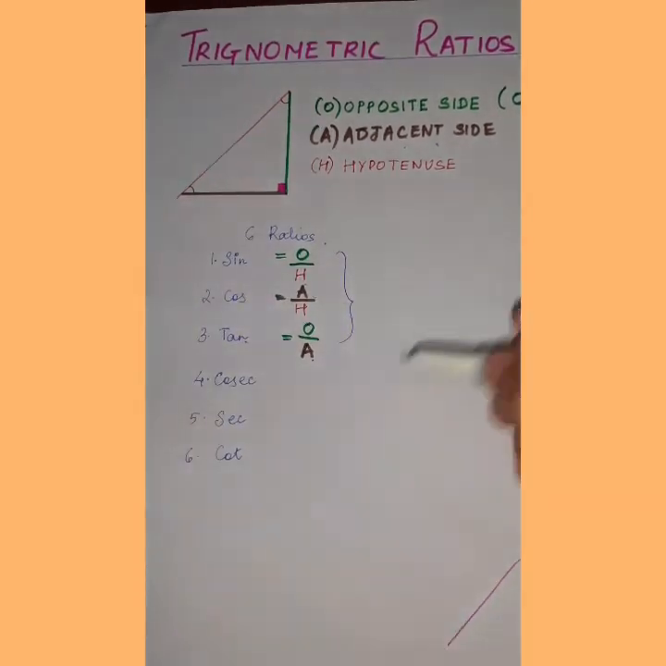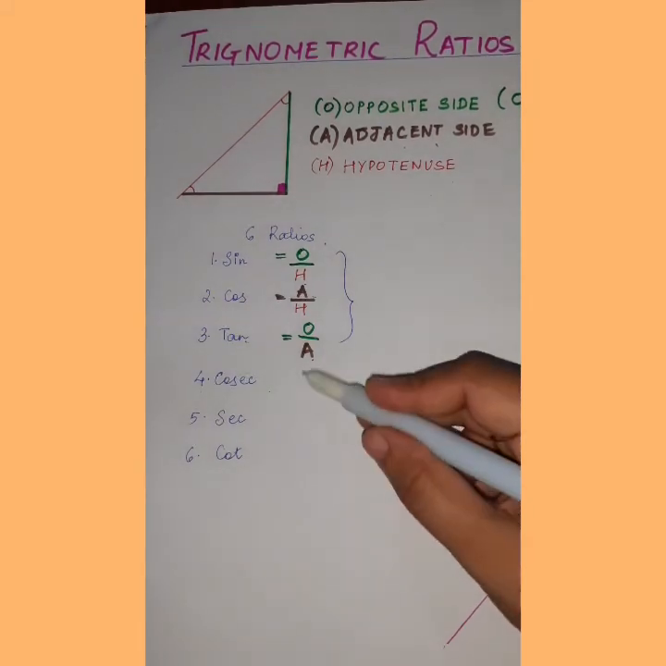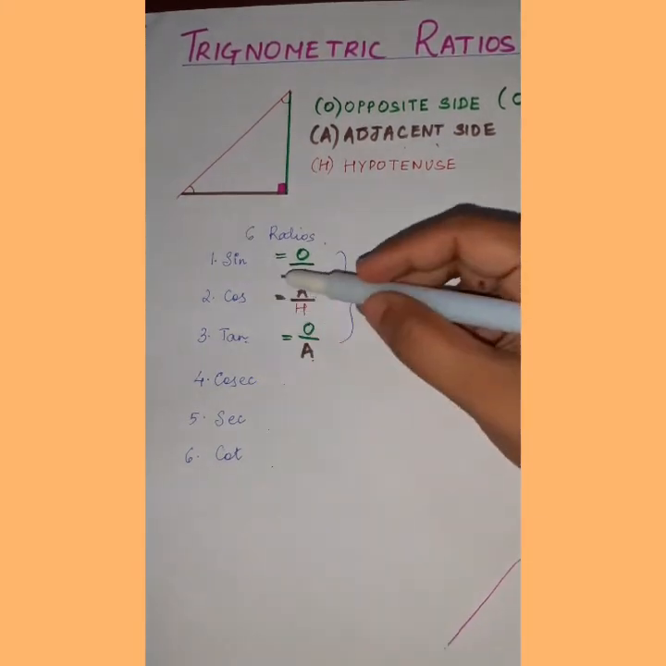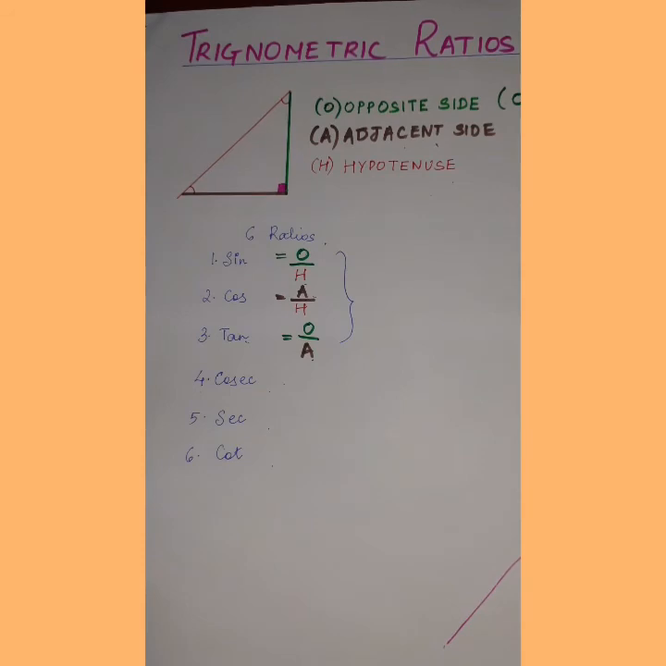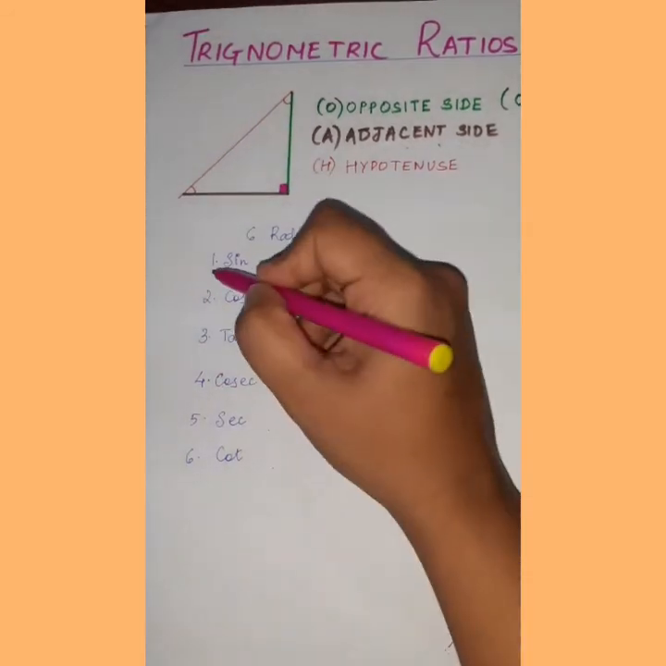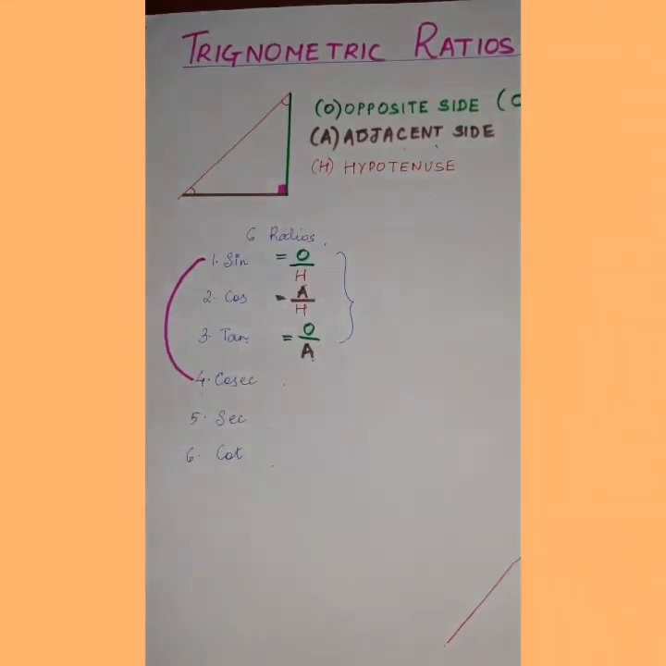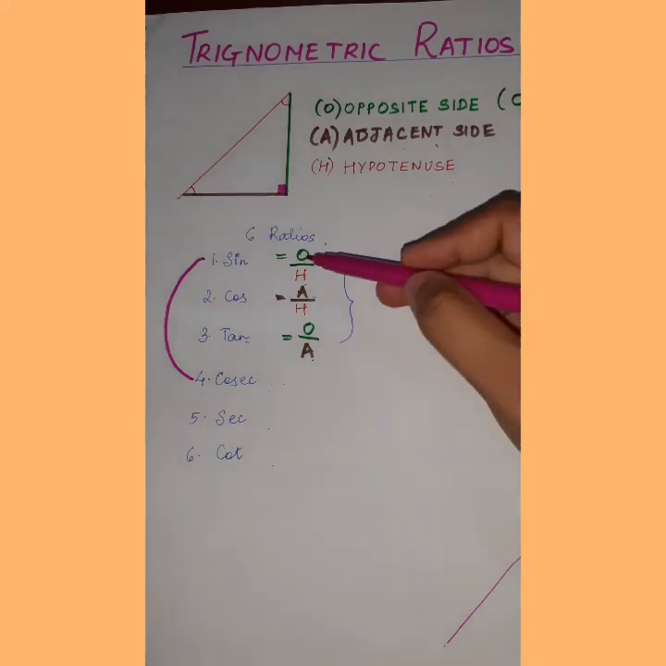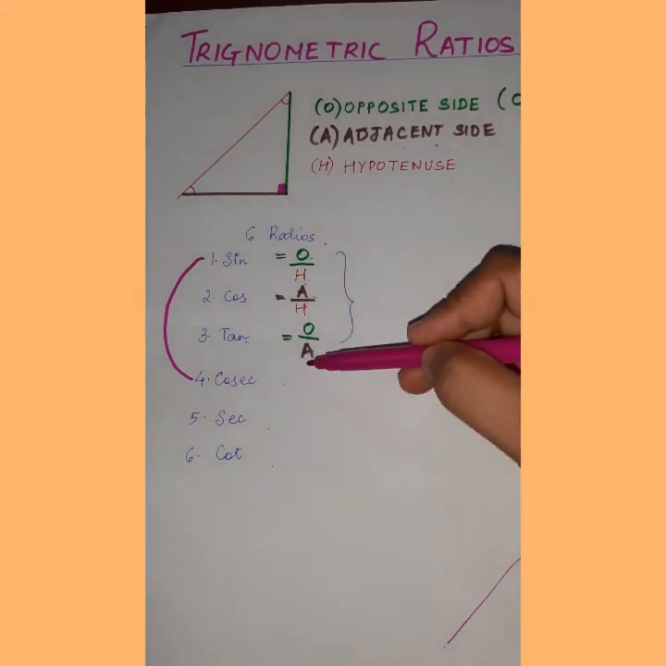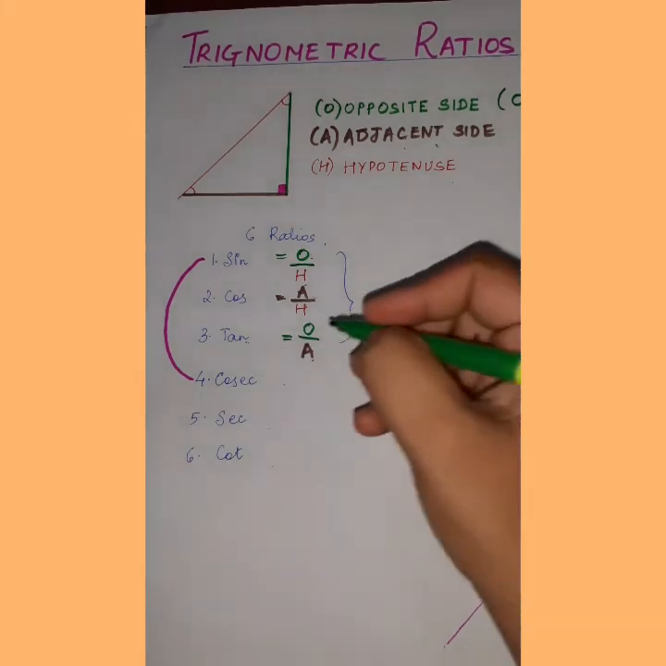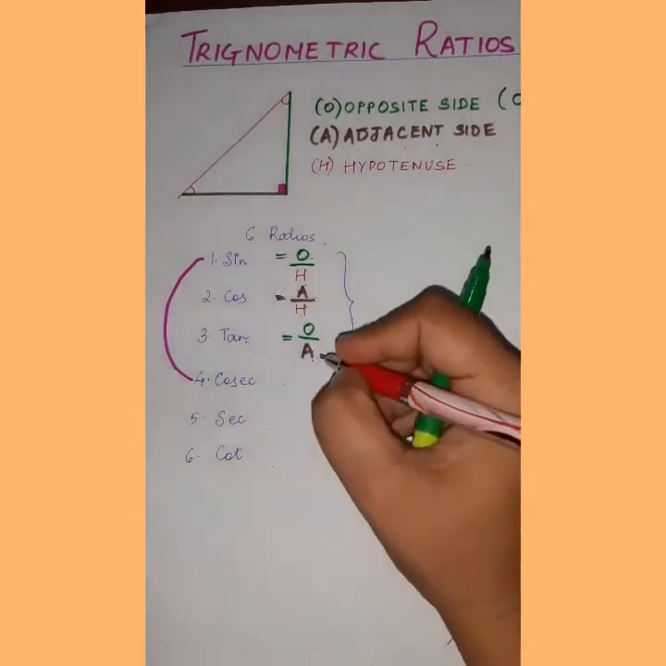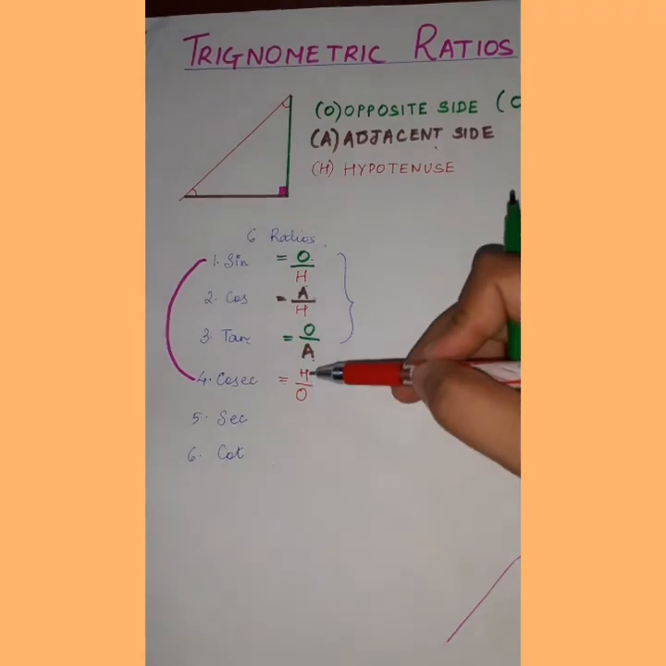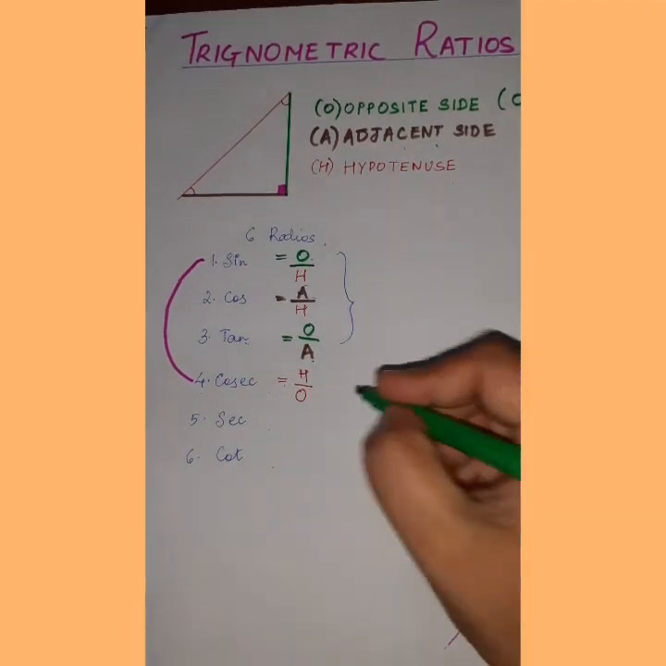If you can remember these three, then the remaining three are very easy, because they are just the reciprocals of the first three trigonometric functions. Cosec, sec and cot are just the reciprocals. I'll show you how. The cosec ratio is the reciprocal of sine. Here sine is opposite upon hypotenuse, so cosec will be hypotenuse upon opposite. That is just the reciprocal. It is H upon O. This is O upon H, so this is H upon O. Sorry, I forgot to put green.